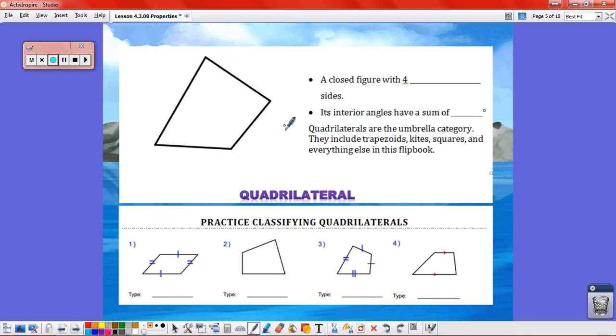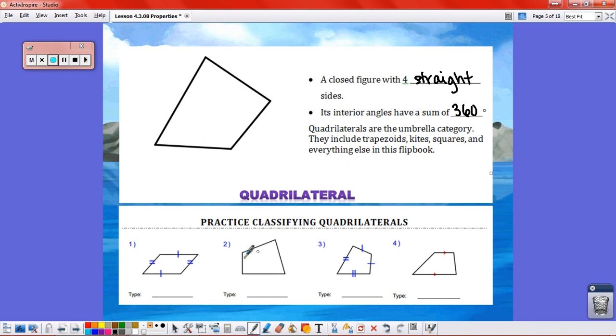Alright, first we talk about a quadrilateral. This is the broadest part of our flowchart or umbrella for quadrilaterals. It is a closed figure with 4 straight sides. They do have to be straight. If they curve, it is no longer a quadrilateral. Its interior angles have a sum of 360 degrees. And quadrilateral is a very broad term. It includes everything from trapezoids to squares.